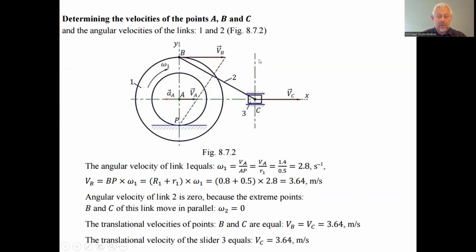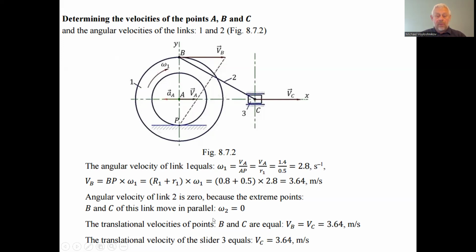Next, we can find the velocity of point B. With the same instantaneous center of the velocities, it is the product of BP, where BP is equal to 0.8 plus 0.5, by the angular velocity of the rotation around the instantaneous center of the velocities, and we have VB equal to 3.624 meters per second.